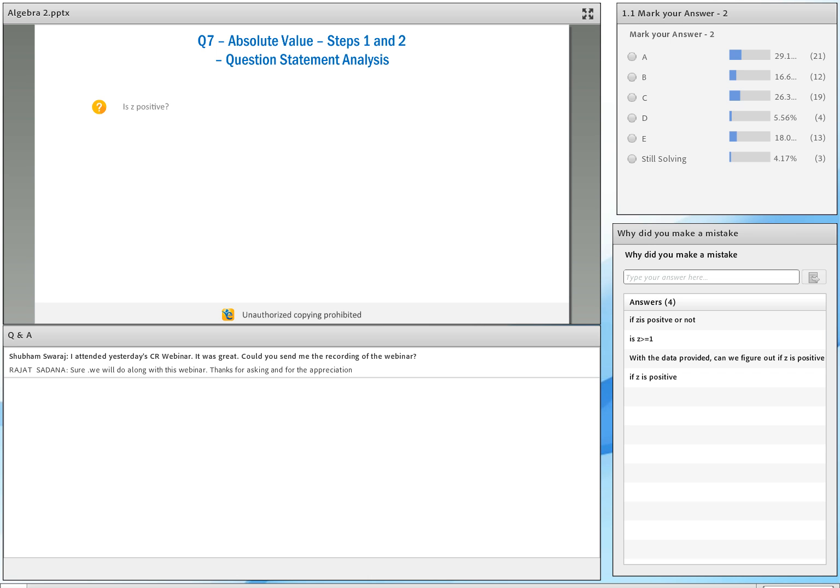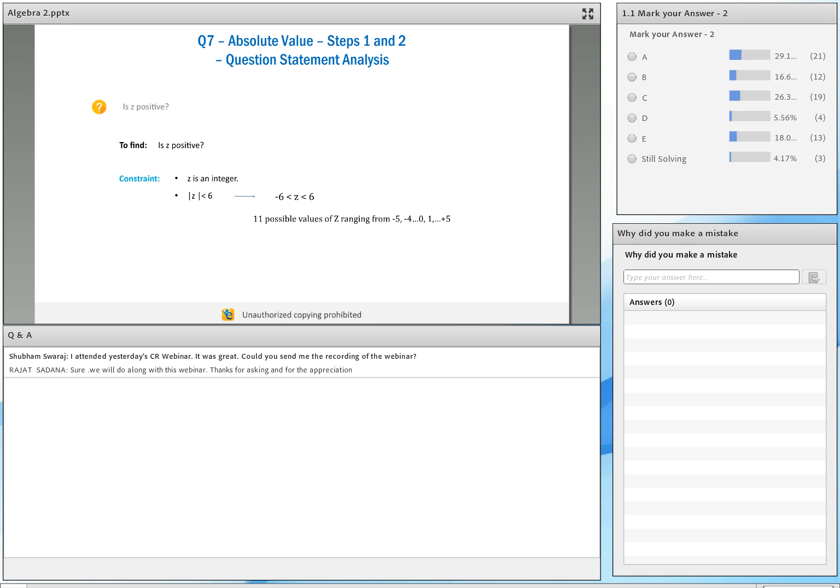So let's see how we go about doing this. The constraint is Z is an integer and the absolute value of Z is less than 6. When you look at this and say the absolute value of Z is less than 6, what this means is that there are 11 possible integral values that Z can take, going from -5 to 0 to +5. Does everyone understand this? That there are 11 possible values of Z? All right.